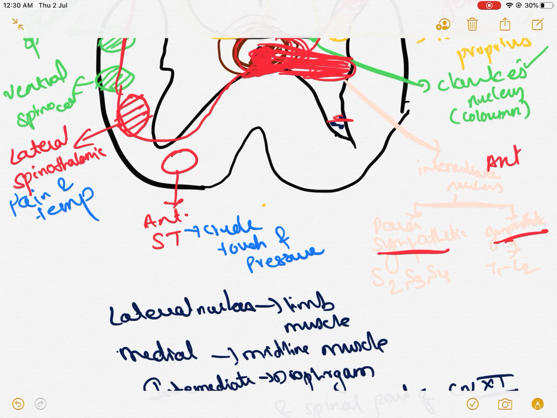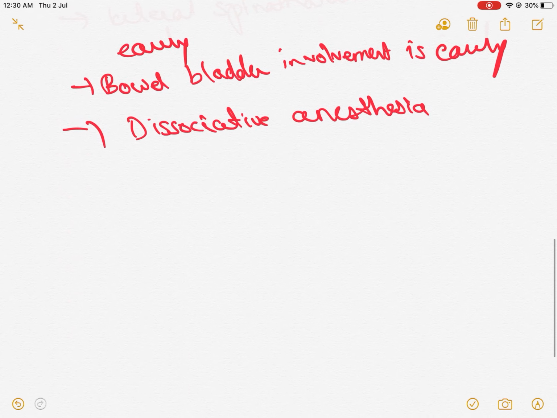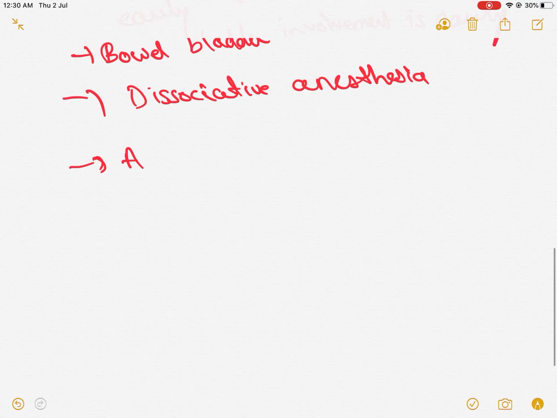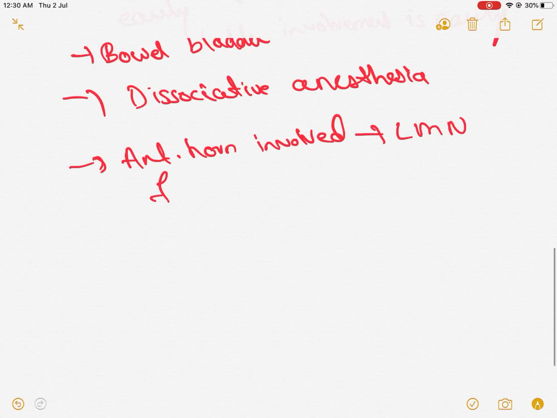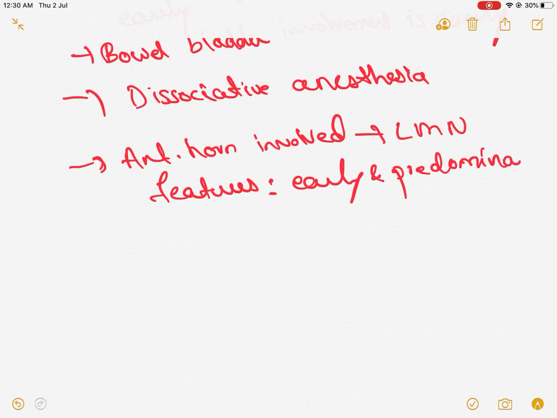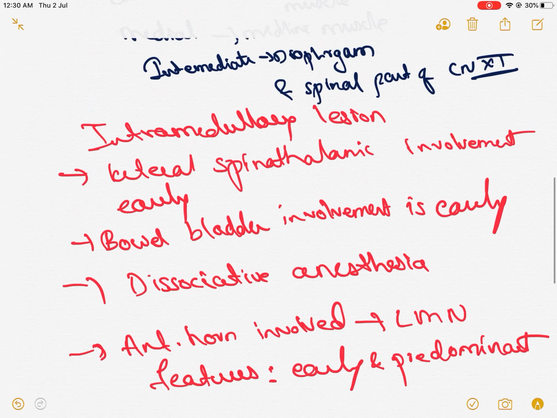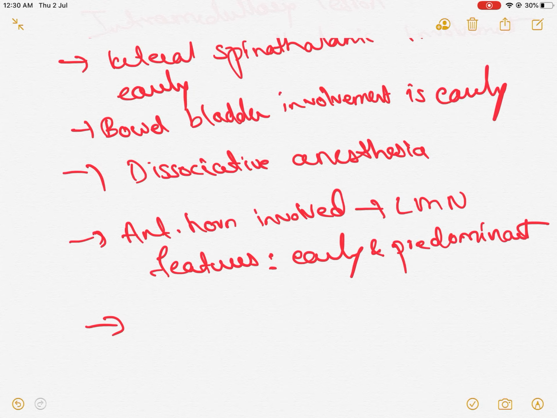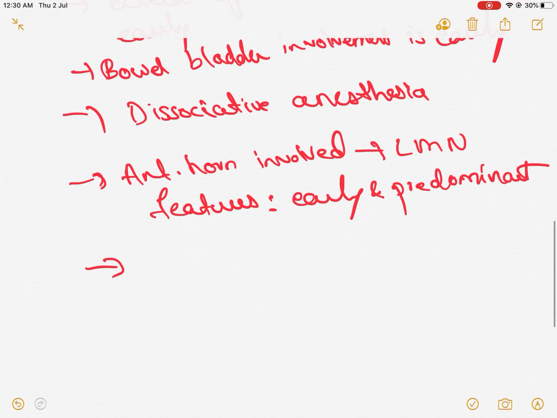Now when it expands, it may also involve the anterior horn cells. When anterior horn cells are involved, the predominant feature would be what? So what would it cause? Predominantly LMN features. So LMN features are early and predominant. Okay, so these are features. If LMN features are early and predominant, another feature we'll get is fasciculations. Okay, fasciculation is a feature of LMN involvement.